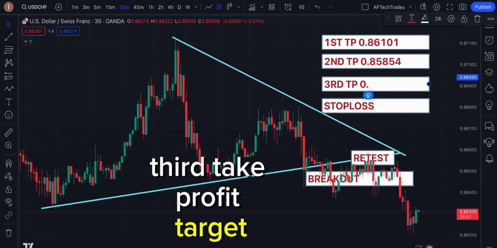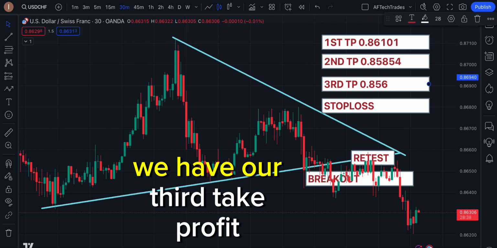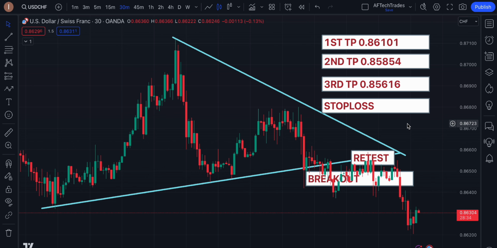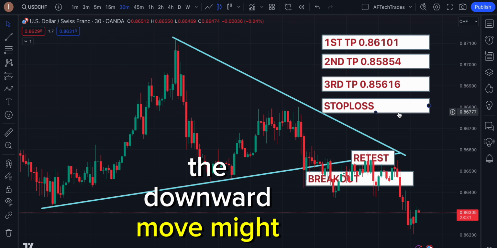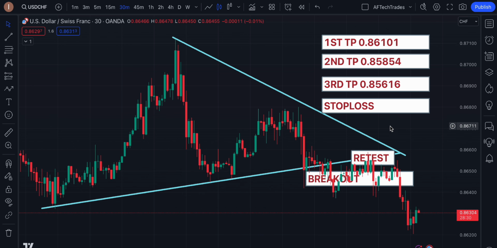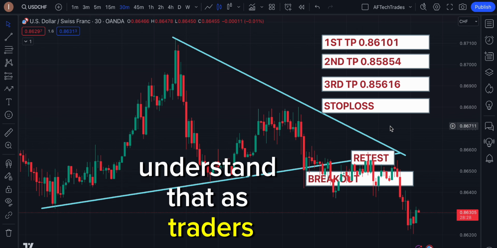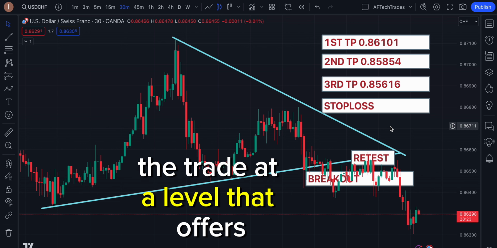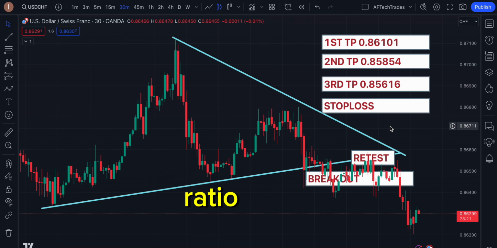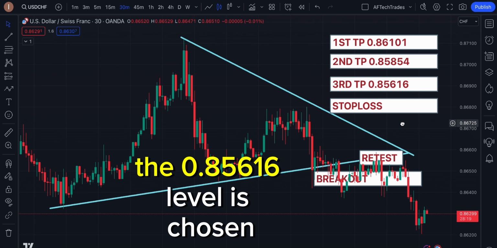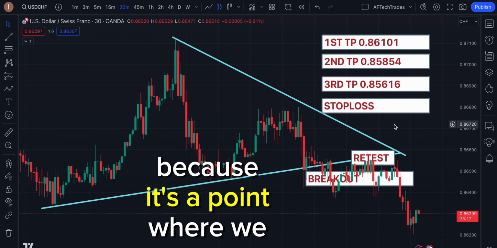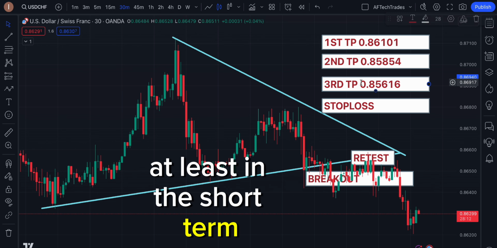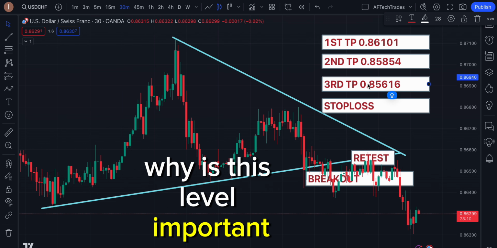Third take profit target. Finally, we have our third take profit target set at 0.85616. This is where we anticipate the downward move might start losing steam. It's important to understand that as traders, we're not trying to predict the exact bottom, we're simply trying to exit the trade at a level that offers the best risk-to-reward ratio. The 0.85616 level is chosen because it's a point where we expect the market's downward momentum to diminish, at least in the short term. Why is this level important?